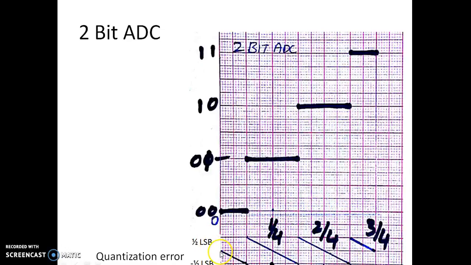As we can see here, the quantization error is actually 0 for 0, and it's again 0 for 1 LSB, 2 LSB and 3 LSB. So the quantization error is maximum at half LSB, 3 times half LSB and 5 times half LSB. This way we can write the transfer characteristics and the quantization error graph for a 2-bit ADC.